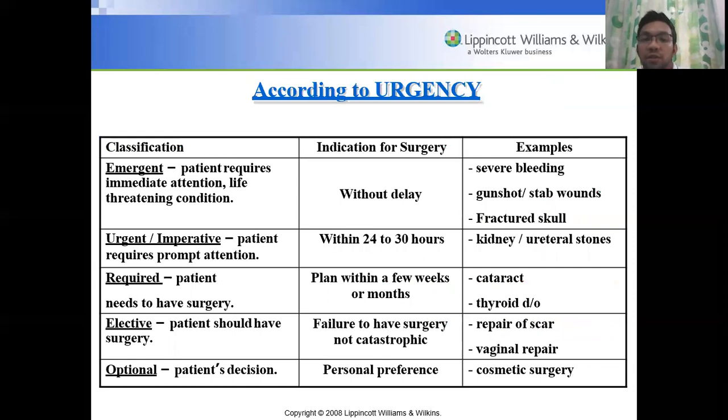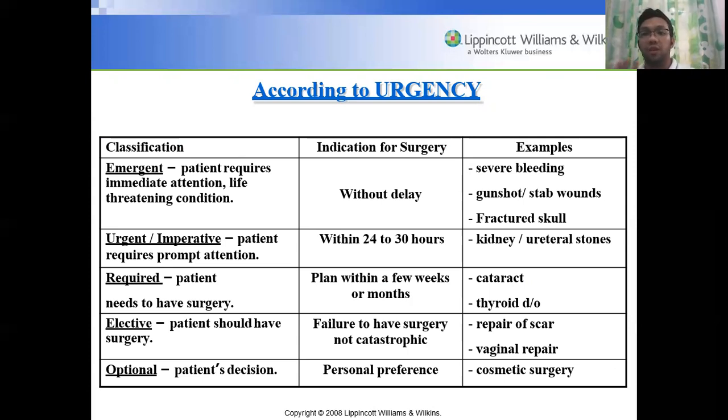Now we go to types of surgery according to urgency classification. First one, emergent. So for emergent type of surgery, this patient now will require immediate attention, immediate surgery, immediate operation, because the patient is currently having a life-threatening condition. And the indication for surgery here is without delay.